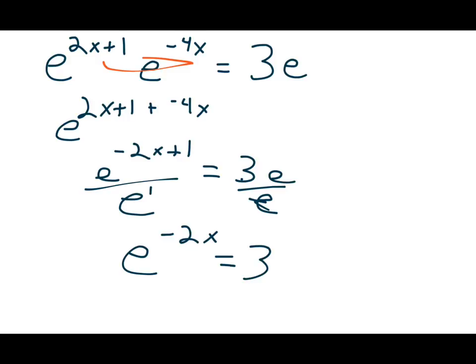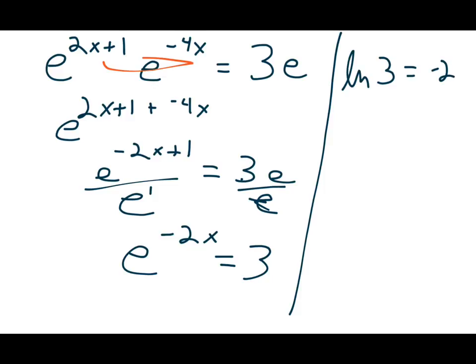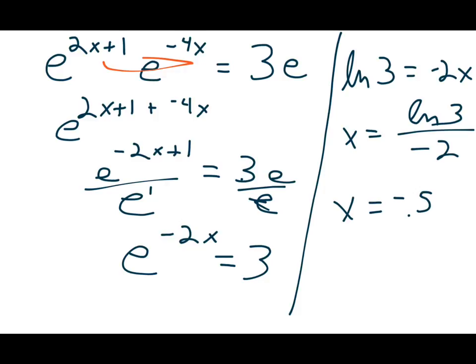Okay? Now it's a single exponential, so we can convert it to log form. It's going to be natural log of 3 equals negative 2x. Then we divide by negative 2. x is the natural log of 3 divided by negative 2. And so if we do that in the calculator, we get negative 0.549. Okay.